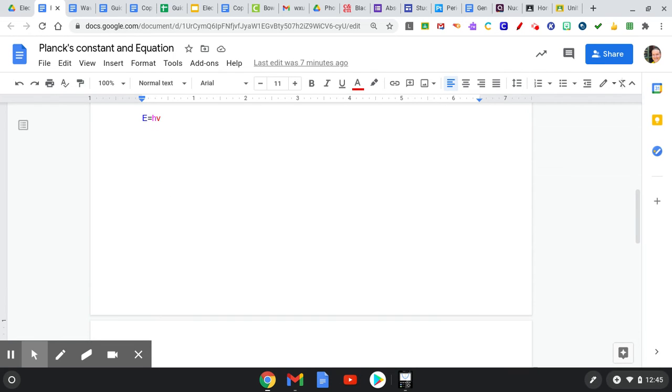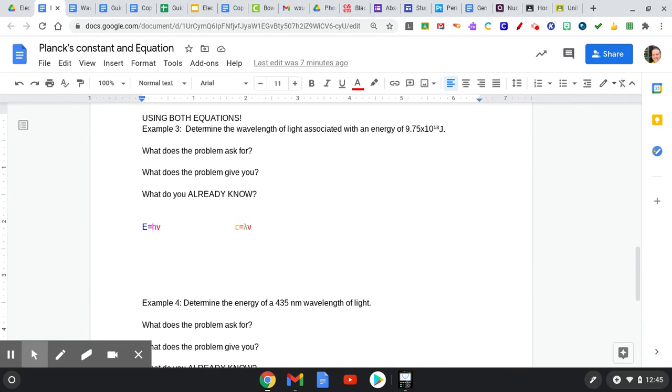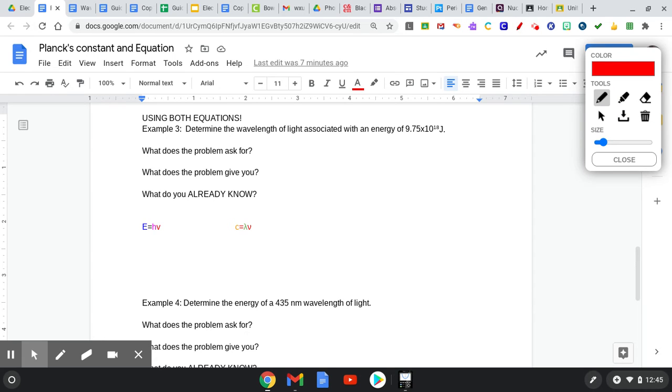Okay, now let's look at the next problem. The next problem uses both equations, and that can happen because if you will look at the overlap between your equations, the only thing that both of these equations have in common is frequency. They both have frequency. So we're going to use that to our advantage. So in this problem, it asks for wavelength. Okay, it wants to know what is the wavelength. But it gives me energy.